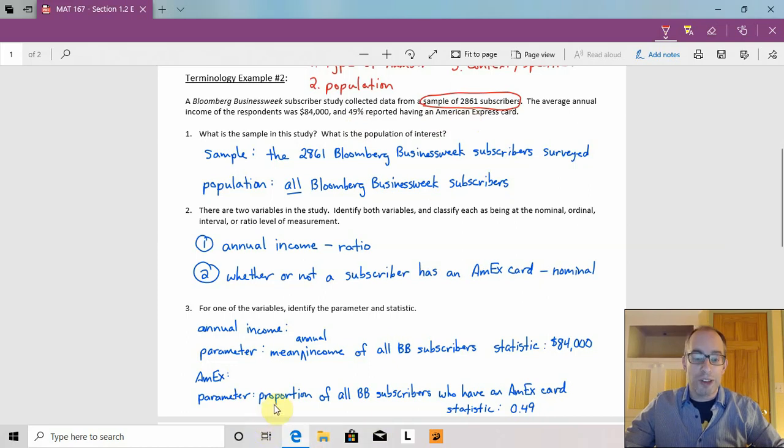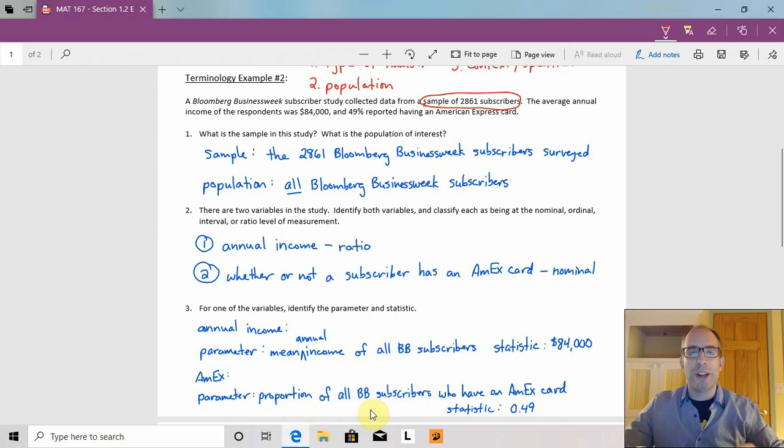So you can do it in percent form. Then I guess if you said the statistic was 49%, then here you'd say the percentage of all Bloomberg Business Week subscribers who have an American Express card, right? Since it's the parameter, the only thing you have to change is to make it relate to the whole population, all Bloomberg Business Week subscribers.